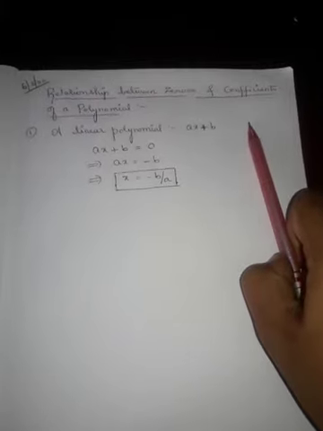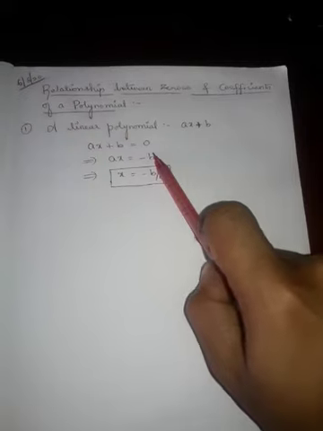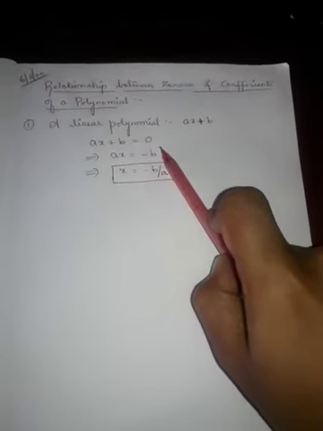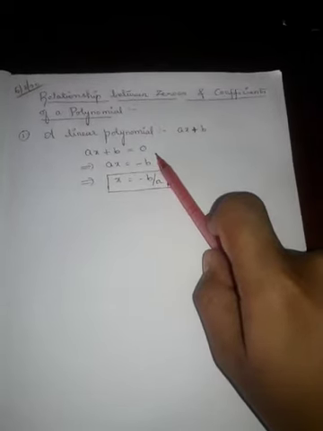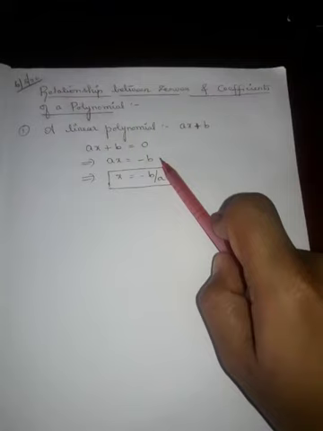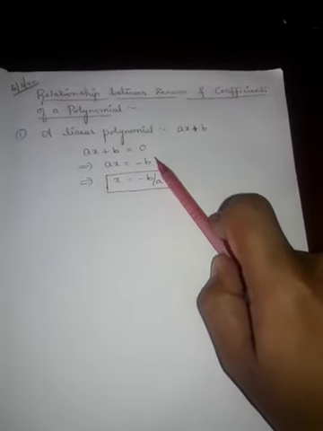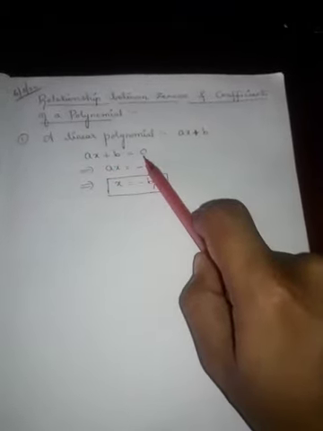So we are going to obtain the value of x by equating the entire polynomial to 0. Why are we equating to 0? Because the definition of the zero of the polynomial says, the value at which the entire polynomial becomes 0 is called the zero of the polynomial, right? Hope you remember. So we are equating the entire polynomial to 0.